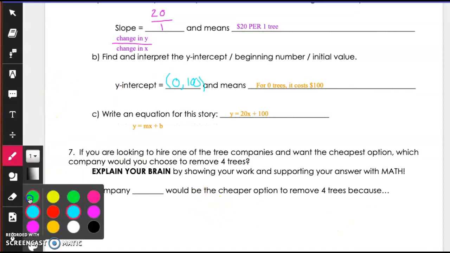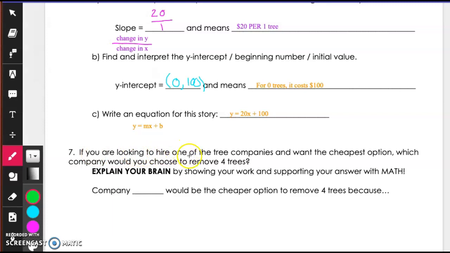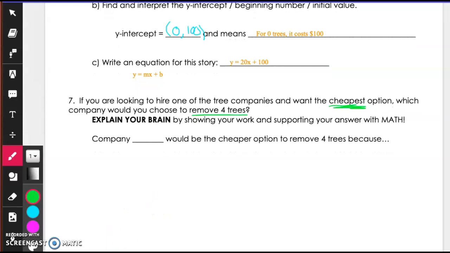Let's take a look. If you were looking to hire one of the tree companies and want the cheapest option, which company would you choose to hire to remove 4 trees? Explain your brain. Your brain is about to do some work. Tell your teacher what work is happening in your brain. Use some math if you can. So I am going to pause for a second and set it up a little bit. I want you to think about how you would solve this before I jump into it.